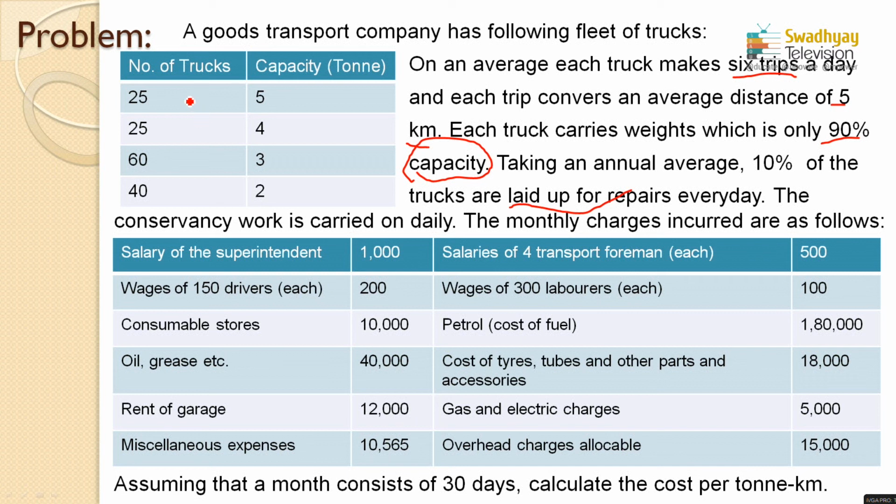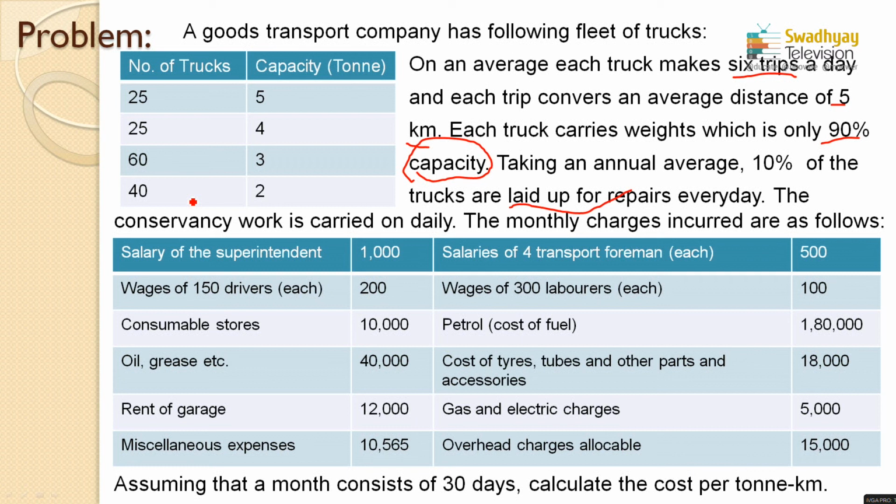Now see the first capacity, which is 5 ton, and the company has 25 trucks of 5 ton capacity. Then the second is 4 ton capacity, where the company has 25 trucks of 4 ton capacity. Then the third is 3 ton capacity, where the company has 60 trucks of 3 ton capacity, and the fourth one is 2 ton capacity, where the company has 40 trucks. In all, they have 150 trucks: 25, 25, 60 and 40. The total number of trucks is 150, and their different capacities are also there.